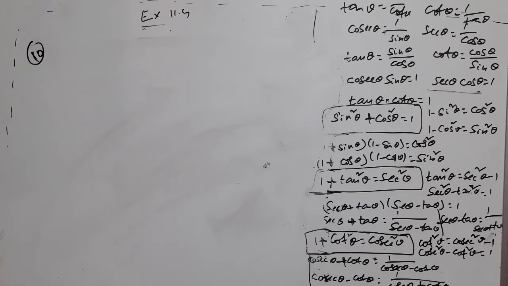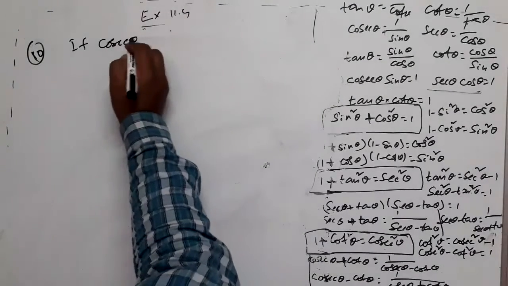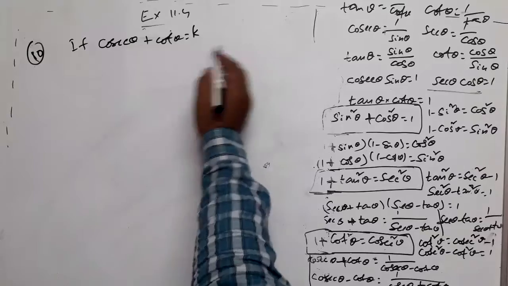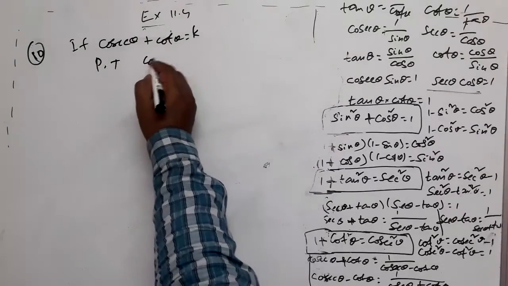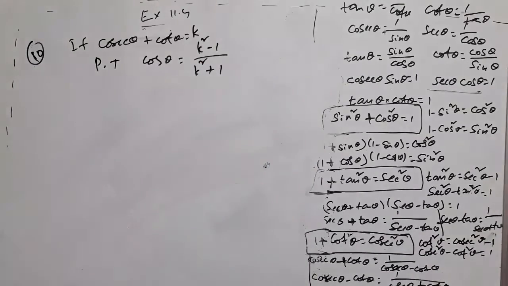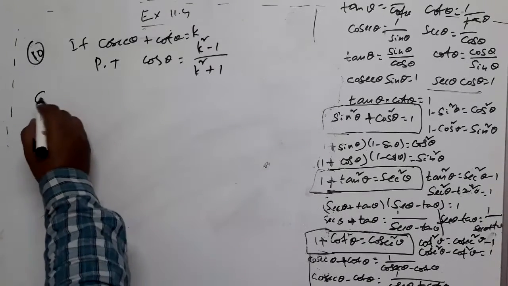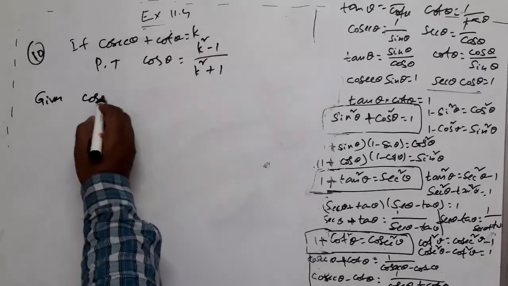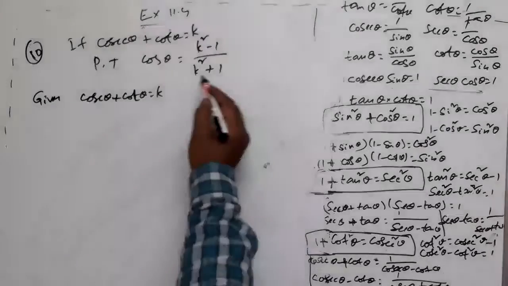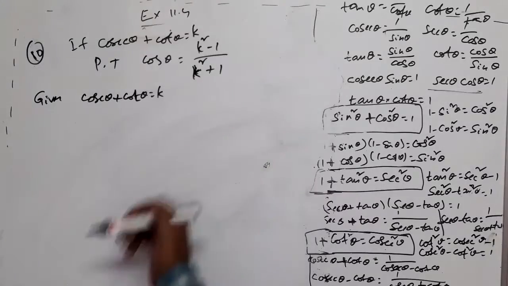If cosecant theta plus cot theta is equal to k, then prove that cos theta is equal to k square minus 1 by k square plus 1. This is the question. What is given? Cosecant theta plus cot theta is equal to k. That is given. You are supposed to prove that cos theta is k square minus 1 by k square plus 1.